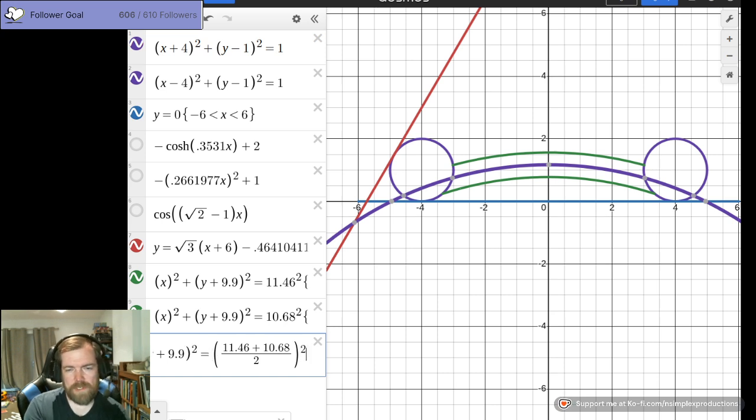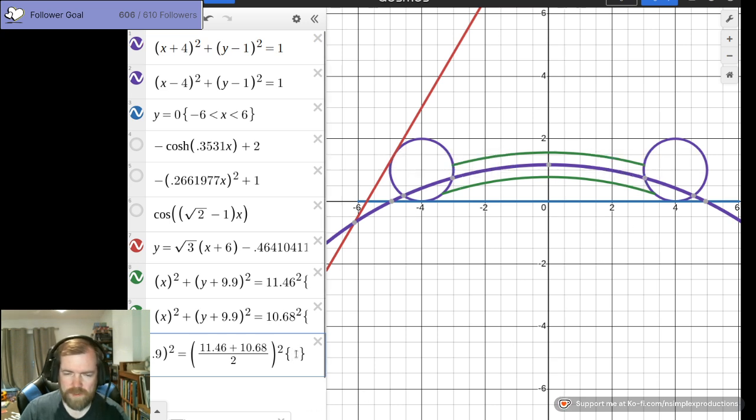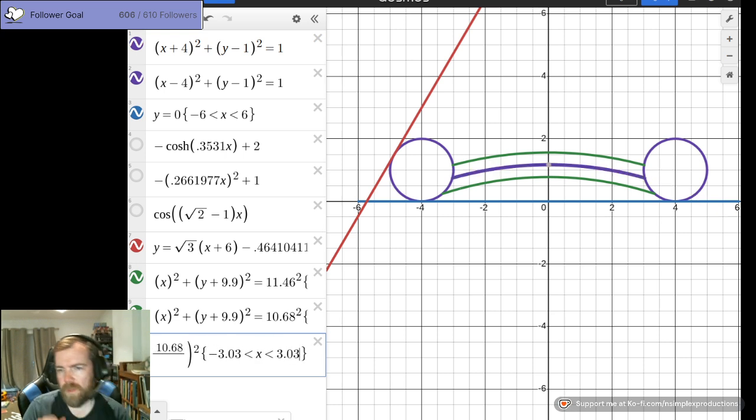Right, and then we're going to say again, this is going to only be between these values. So negative 3.03 and positive, that's symmetric. So negative 3.03 is less than x is less than 3.03.